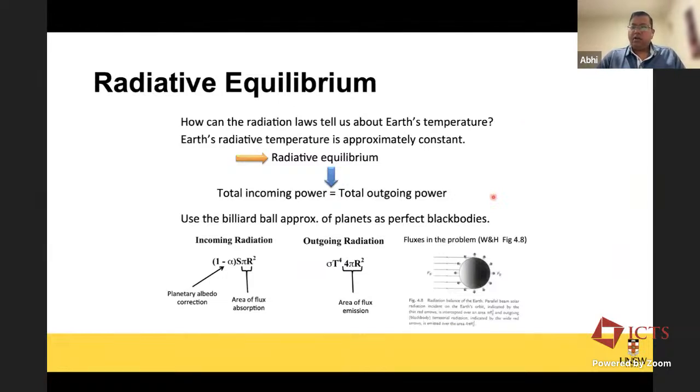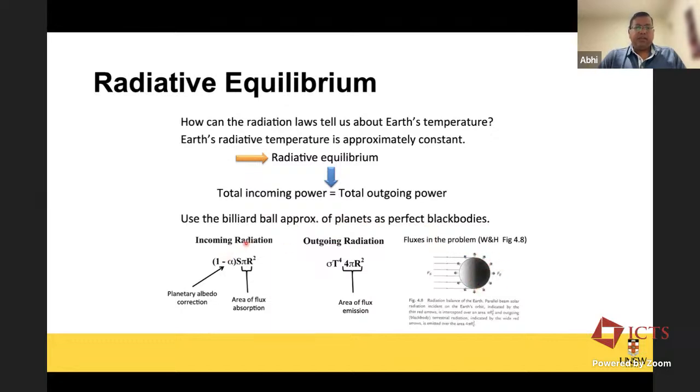So coming to the concept of radiative equilibrium, this is quite important as well. You can see here in this figure, basically the incoming radiation is balanced by the outgoing radiation. So that's basically radiative equilibrium. You have the total incoming power equal to the total outgoing power. We can use a billiard ball approximation for planets, so we can assume it's basically spherical.